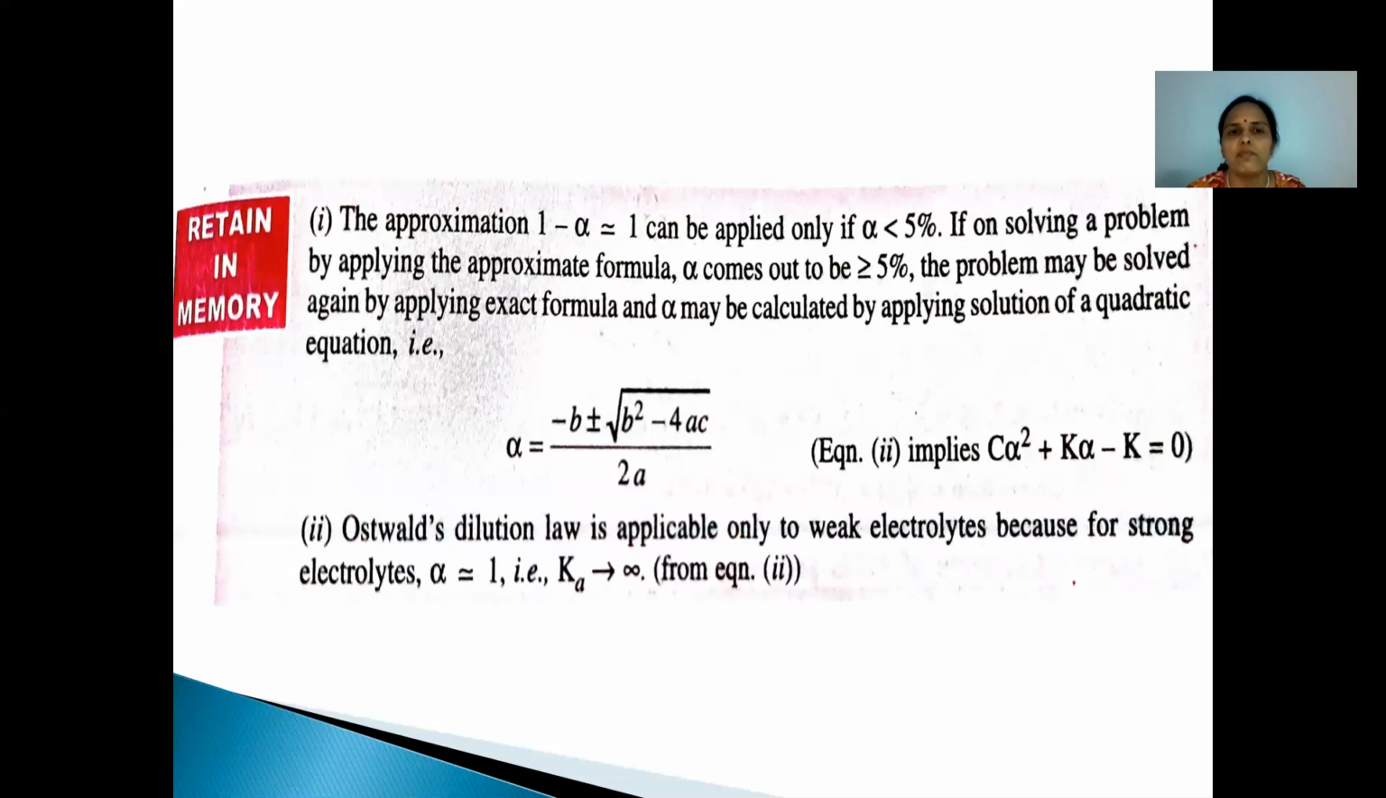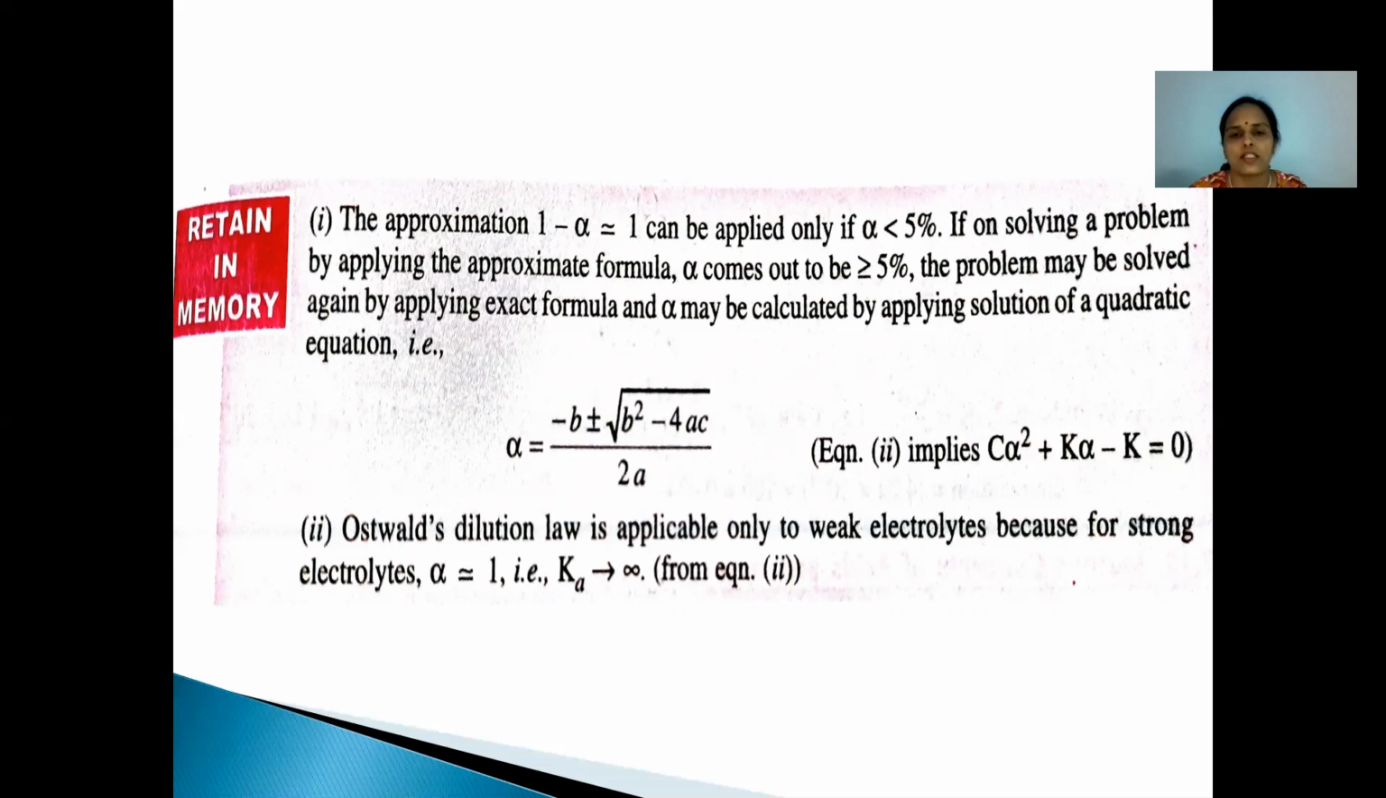Next, keep in mind the approximation 1 minus alpha is equal to 1 can be applied only if alpha is less than 5%. If on solving a problem by applying the approximate formula, alpha comes out to be greater than or equal to 5%, the problem may be solved by applying the exact formula, and alpha may be calculated by applying the solution of the quadratic equation, that is alpha equals minus b plus minus root over b square minus 4ac upon 2a.